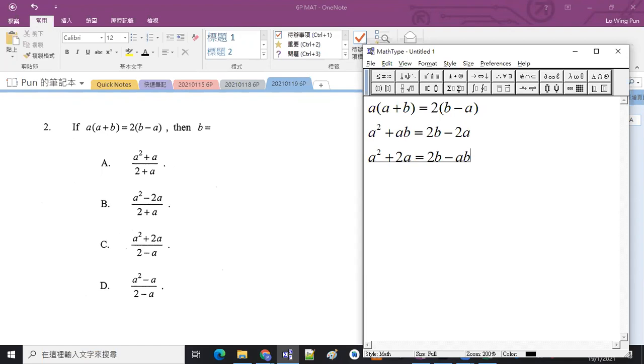Can you see this? Okay, and then we take out the subject. Okay, A square plus 2A. There's no change. And then the subject, I want the subject to be B. It is 2 minus A. And then just divide the remaining factor to the opposite side. A square plus 2A divided by 2 minus A is equal to B. And in fact, you can find the answer to be option C. Okay, so B is equal to A squared plus 2A over 2 minus A.